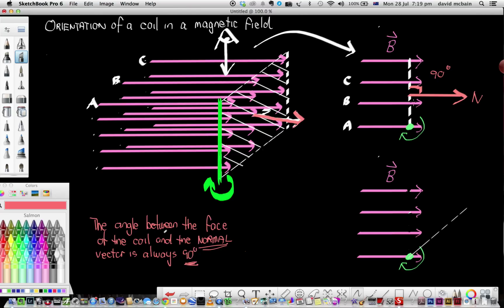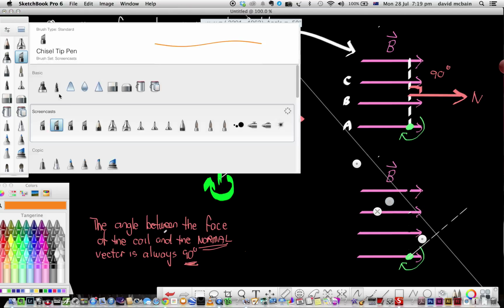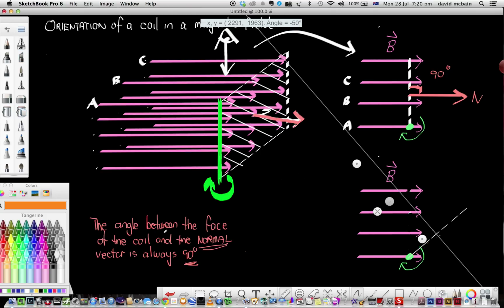So if we rotated the coil in the clockwise direction, according to this diagram, then our coil's moved around, it's spun around like a door on a hinge, and it's now oriented like this. And so the normal would be pointing in this direction.